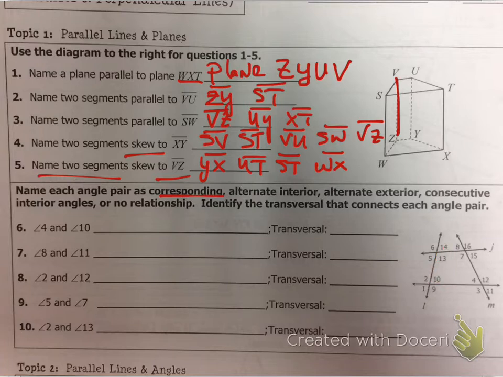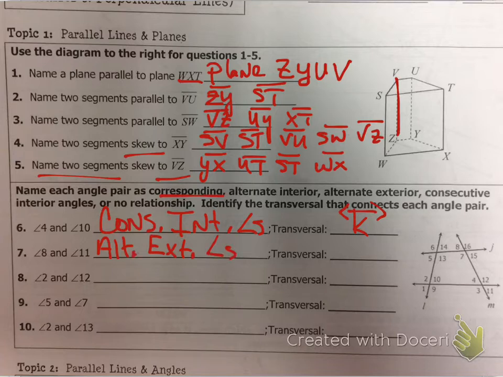Okay? So when I look at this one, angle 4 and angle 10, those would be consecutive interior angles joined by the transversal K. Okay, or line K. 8 and 11 would be, say, alternate exterior angles joined by line M. 2 and 12, no relation, because they're on the same side exterior angles, so that doesn't count, okay? So we don't have anything for same side exterior.